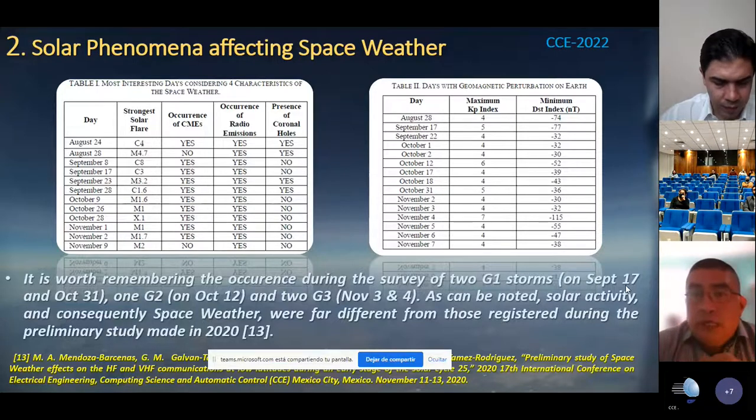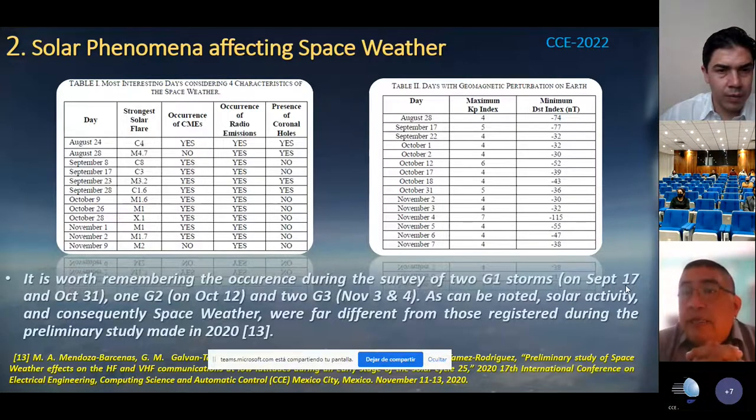In table number 2, you can see the days with geomagnetic perturbation of Earth. This is important data because it is one of the main points for these experiments, mainly with the evaluation of the values of the Kp index and the Dst index. It is worth remembering the occurrence during the survey of two G1 storms on September 17 and October 31, one G2 on October 12, and two G3 on November 3 and 4.